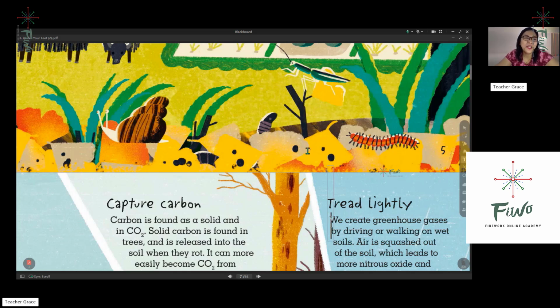Have you tried being bitten by this insect? No. Well, teacher Grace has tried this and it's very itchy and you can feel a burning sensation and a tingling ache. It's a tiny ache that can cause you not to sleep at night.